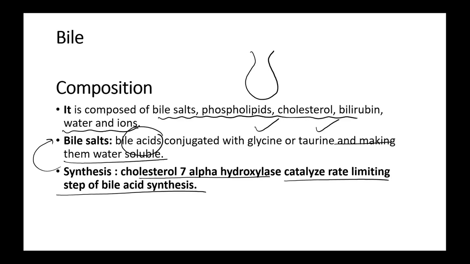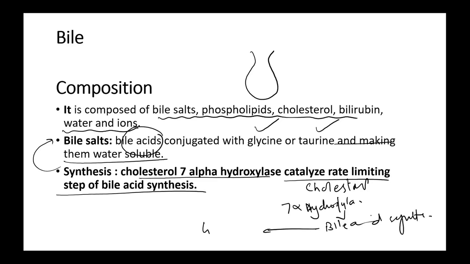So cholesterol, 7-alpha hydroxylase, that results in bile acid synthesis, and then this bile acid is combined with glycine or taurine to form bile salt, which are water soluble.